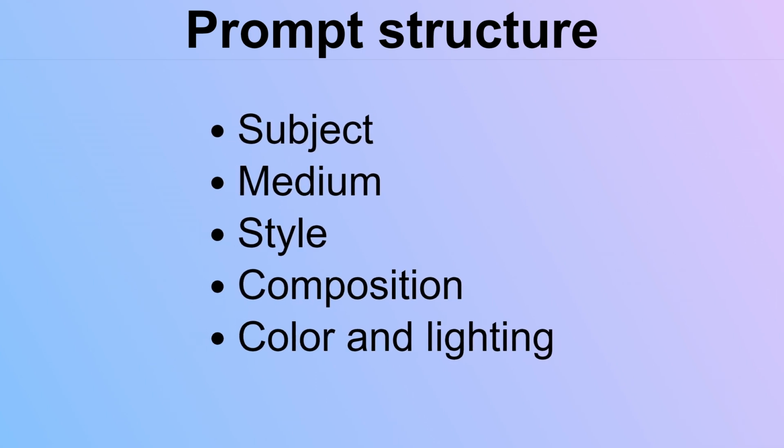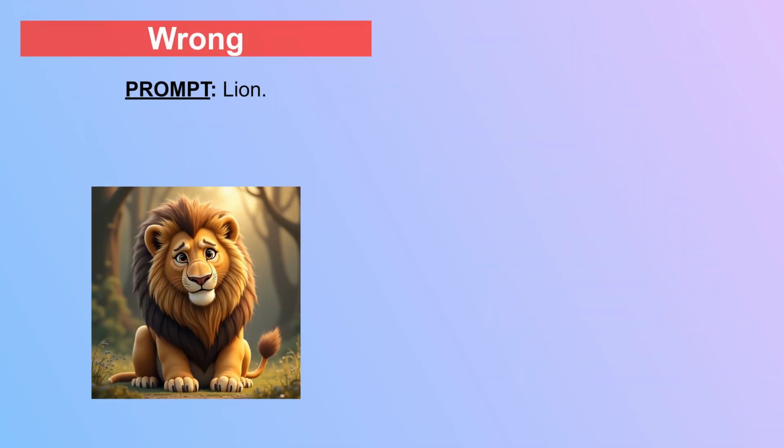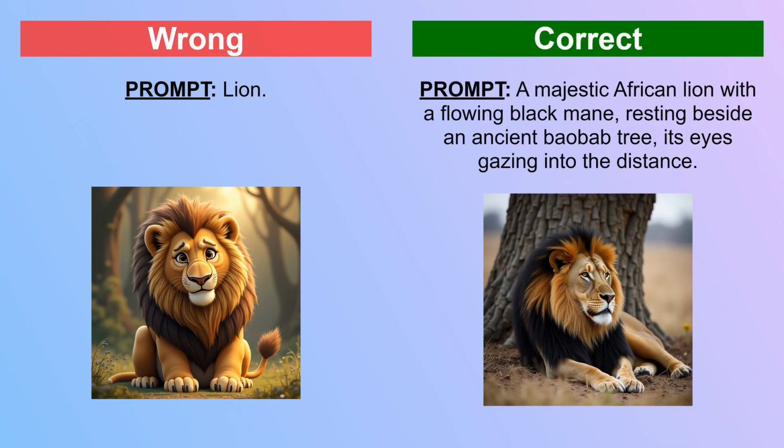Okay, so what does each part do? First, the subject. This is the heart of your image. What exactly do you want to see? You need to be incredibly specific here. Instead of saying man, try a grumpy old man with a long white beard and spectacles. Or don't just say lion. Say a majestic African lion with a flowing black mane, resting beside an ancient baobab tree, its eyes gazing into the distance. Even though simple prompts will generate an image, providing a detailed description will generally yield superior results.